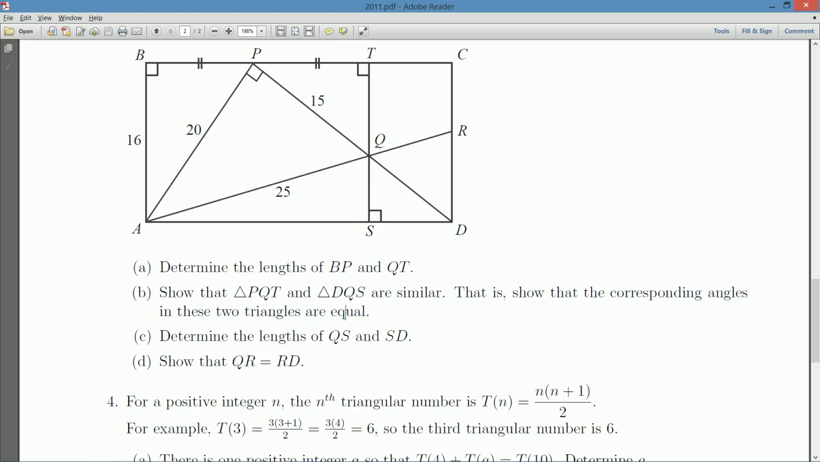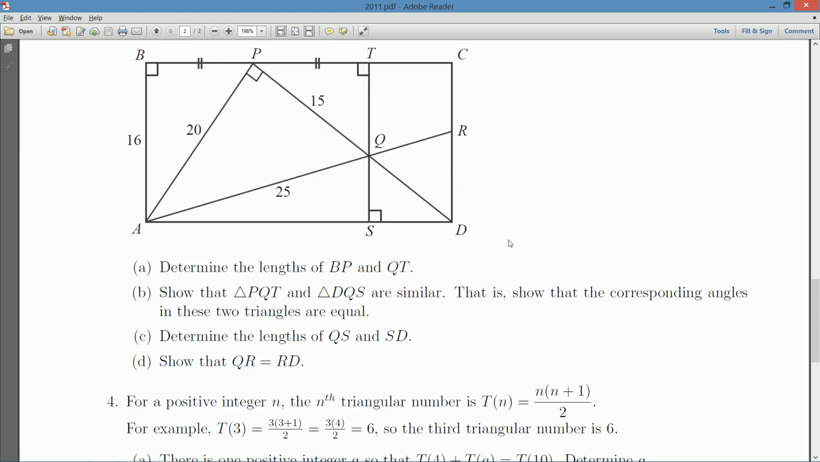Okay. C, determine the length of QS and SD. Well, once we have a similar triangle, and in part A, we will have figured out what PT and QT are, so we should probably be able to work it out. And then finally, D, show that QR is equal to RD. So we'll either calculate both of them out separately, or possibly show that QRD is an isosceles triangle. So that's our general game plan.